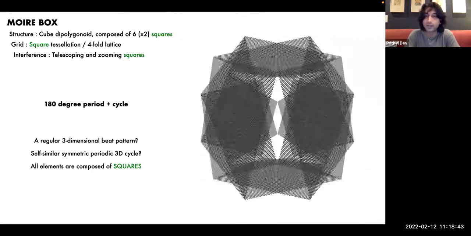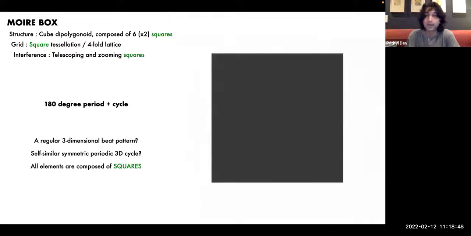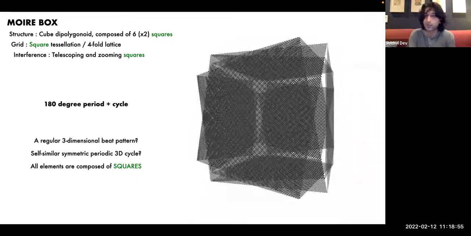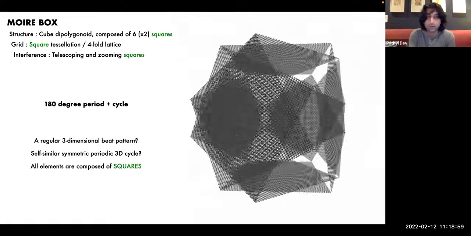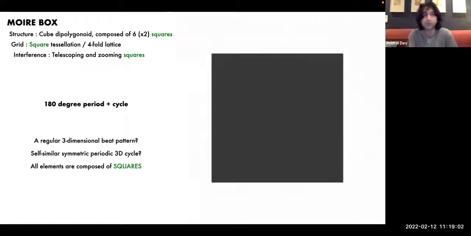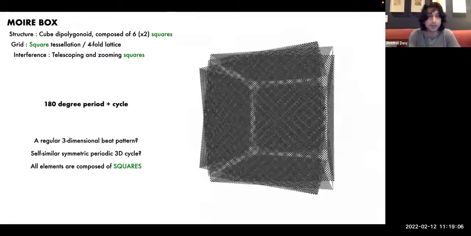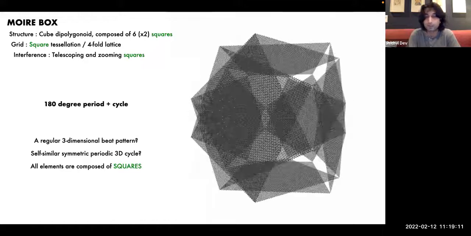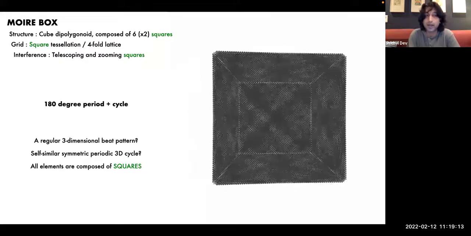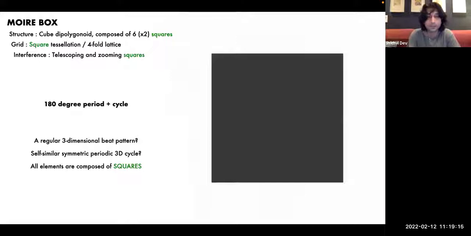And again, this structure, as well as the octahedron and the tetrahedron, would translate into all higher dimensions as well. Here we have the cube dipolygonoid composed of 6 squares, displayed one last time. It's a regular 3-dimensional pattern, because the structure, grid, and interference are all made of squares.